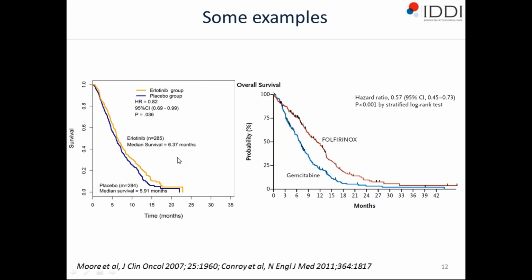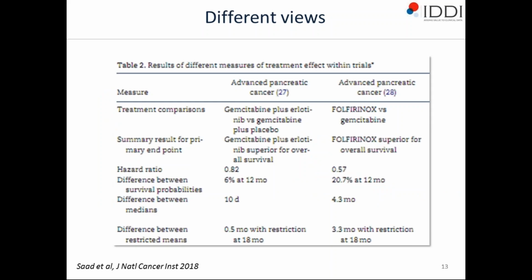And so these two studies were positive at the time, and both were published as such. But of course, we can see that the difference here is quite small, whereas the difference here is more pronounced. So we use these two trials in our review to sort of illustrate the metrics that I talked about now. So we could look at these two trials and see how the hazard ratio performs, how the survival difference at, for example, 12 months performs, the difference in medians.